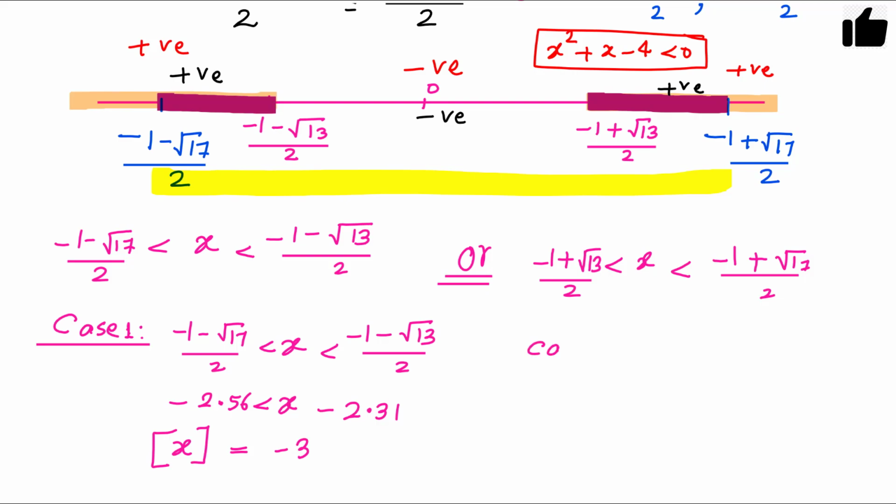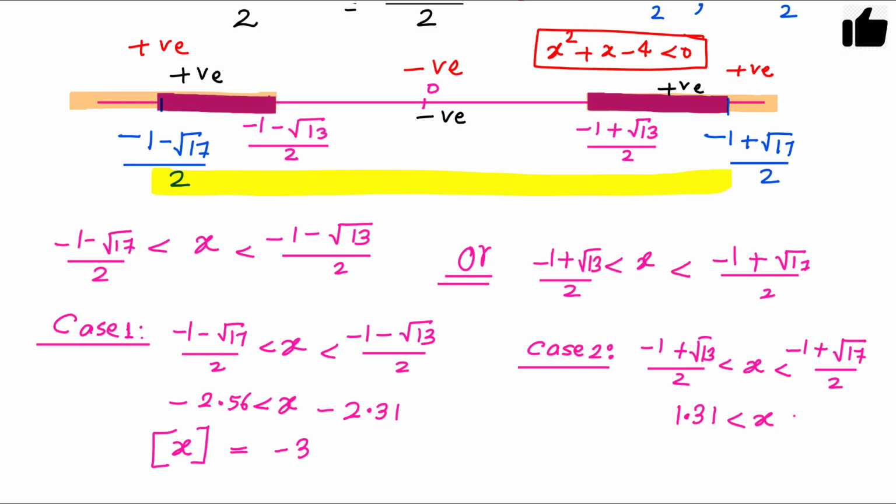Now in case 2, what will happen? In case 2, your x is lying between (−1 + √13)/2 and (−1 + √17)/2. This value is 1.31 and this value is 1.56. So x lies between 1.31 and 1.56. So what is the greatest integer? Any number that lies between 1.31 and 1.56, if you take the greatest integer of that number, is simply equal to 1.